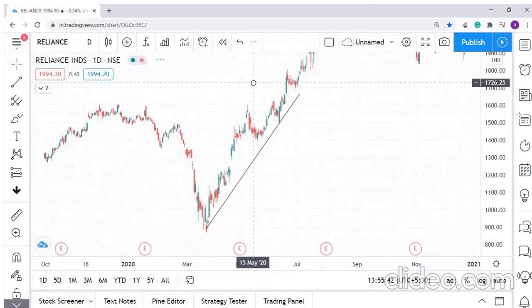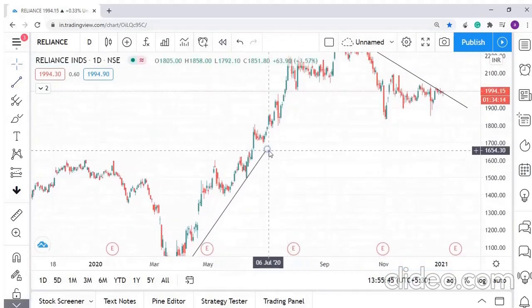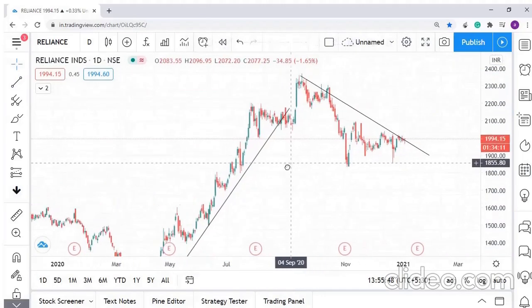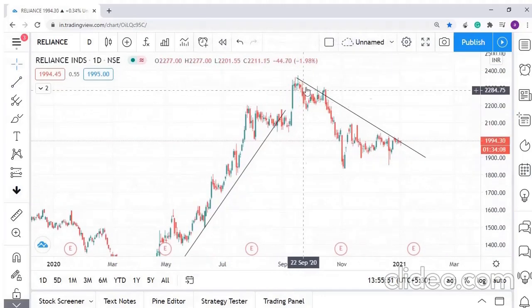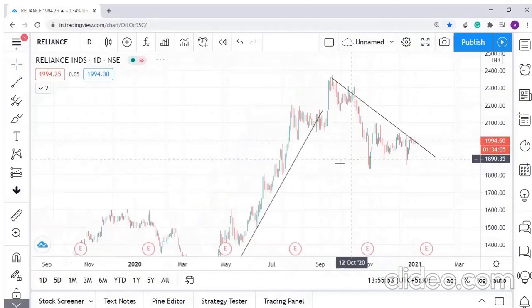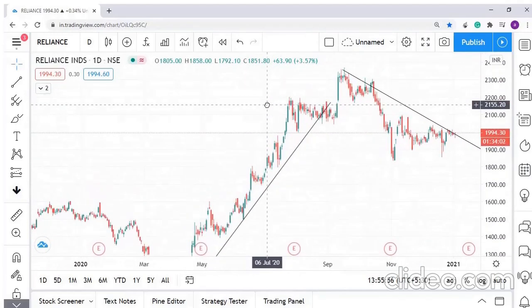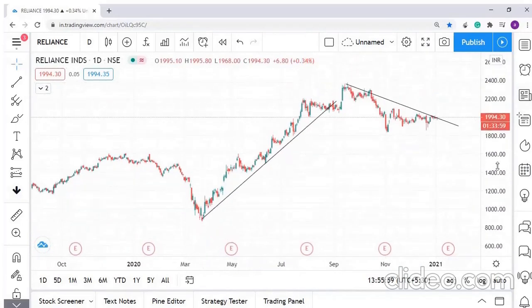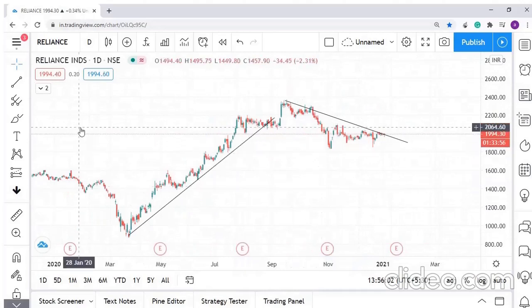Or if you see from March, it was in an uptrend. Till September it was in an uptrend, then it began its downtrend. So the trend line is used for that. I'll adjust this chart.